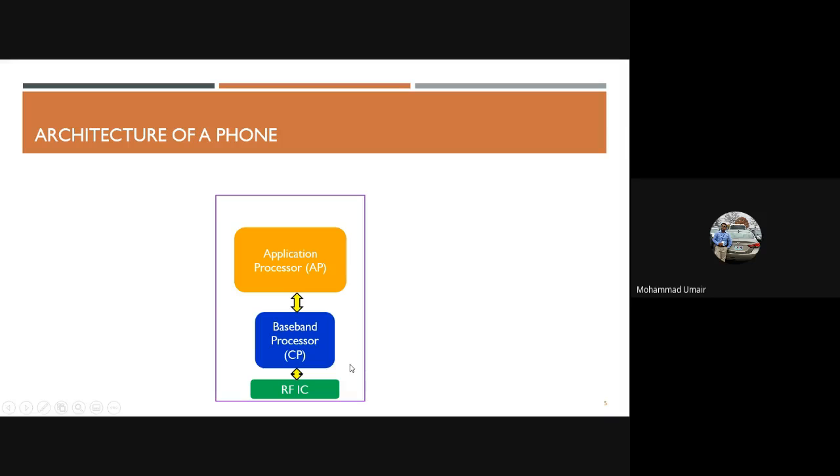So RFIC doesn't understand what is 0 and what is 1. It only knows that there's something as 1, something as 0, and I need to transmit it. Or when the network is transmitting it to me, I need to receive it and give it to a baseband processor. For it, every 0 and every 1 is the same.